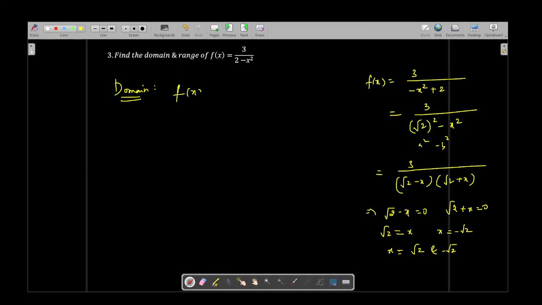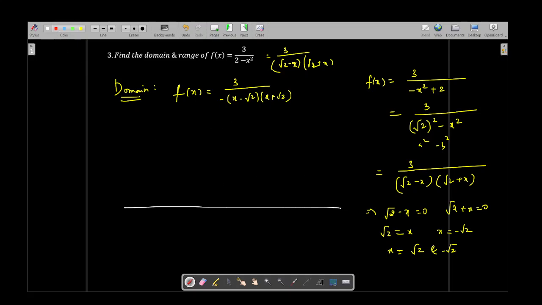So f of x I can write as 3 by minus x minus root 2 and x plus root 2. I can write this as 3 by root 2 minus x and root 2 plus x, because I took minus outside. So the roots are plus root 2 and minus root 2. So if you plot this, at minus root 2 we have a root, and at plus root 2 also we have a root. So these will not be included in the domain. So the domain of this function is all the real numbers except root 2 and minus root 2.